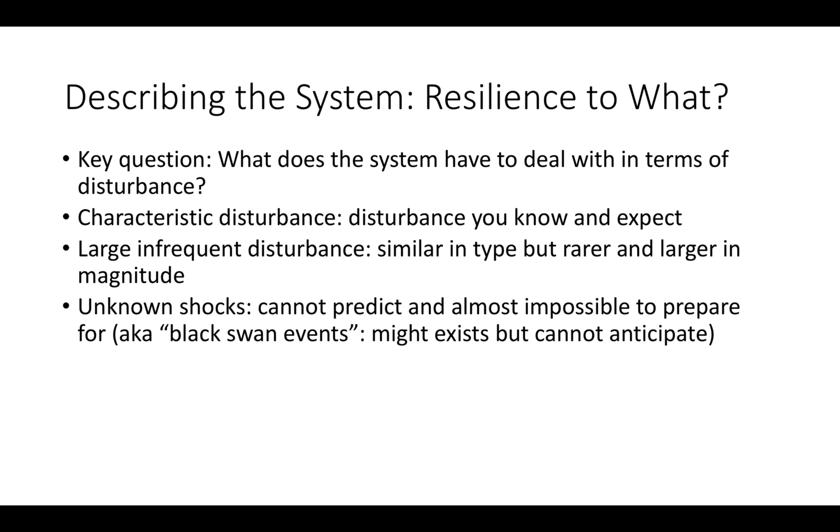And then an unknown shock, or a black swan event. Things that might exist, but we cannot anticipate. So unknown shocks are shocks that you cannot predict and are almost impossible to prepare for. Again, thinking about the Hurricane Harvey example, if Hurricane Harvey had dumped some kind of bacteria that was harmful to human health, or other kinds of invasive species that destroyed the coastal ecosystem, that would be an example of an unknown shock.